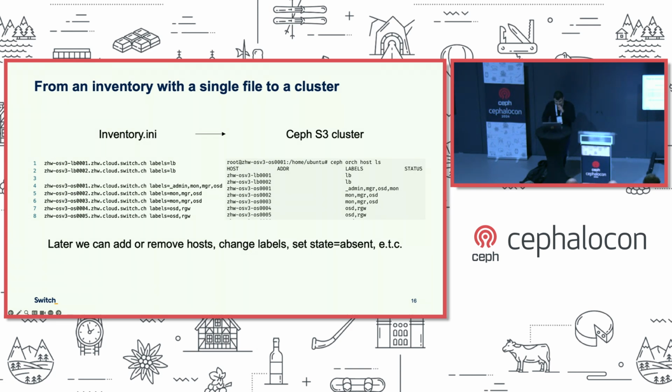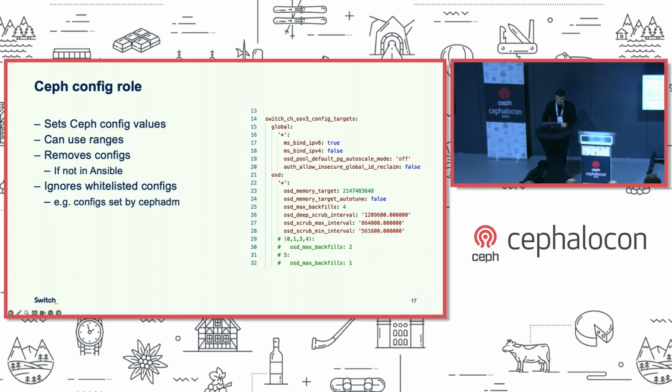Now we're going to show a little bit of some of the roles that we have. We have a lot of roles. One of them, for example, is the Ceph config role. With this, you see one input variable where we state, for example, how our configuration would be. As you can see here, we have bind IPv6 true and bind IPv4 false. All of our clusters are fully IPv6, as I said before. And then this sets the config values, and everything that is not here gets deleted.